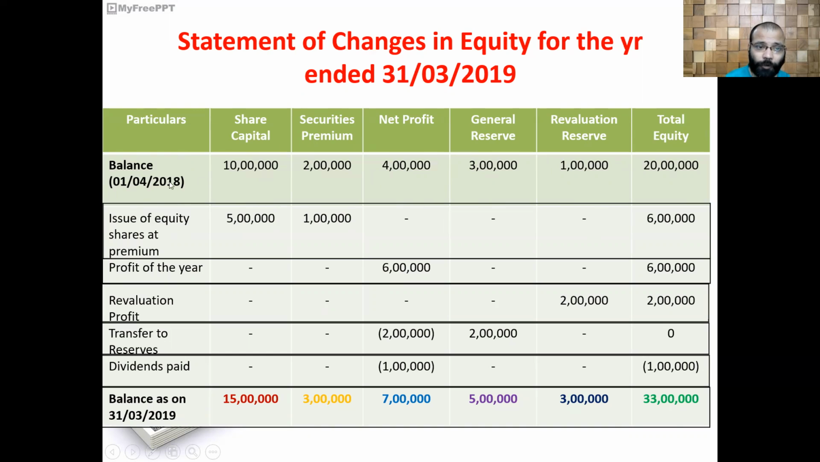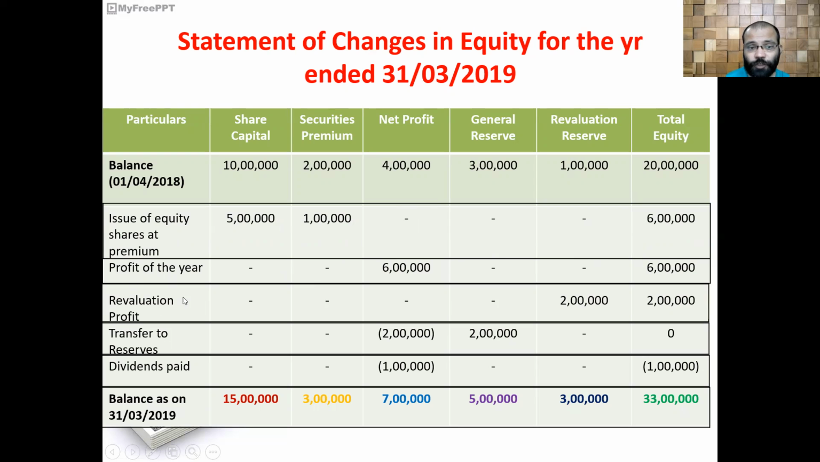Now issue of equity shares at premium, that is already given. It will be shown in share capital as 5 lakhs. Then securities premium is given as 1 lakh. So the row total of this, 5 lakhs plus 1 lakh, all others nil, will be 6 lakhs here. Profit of the year is affecting only the net profit column, not others, so others are left nil. This 6 lakhs is given, so the row total will be 6 lakhs, all others nil.